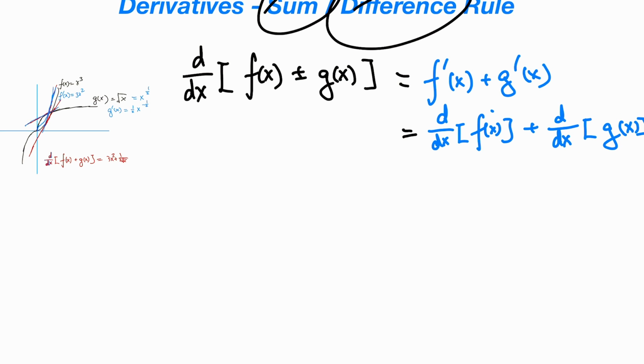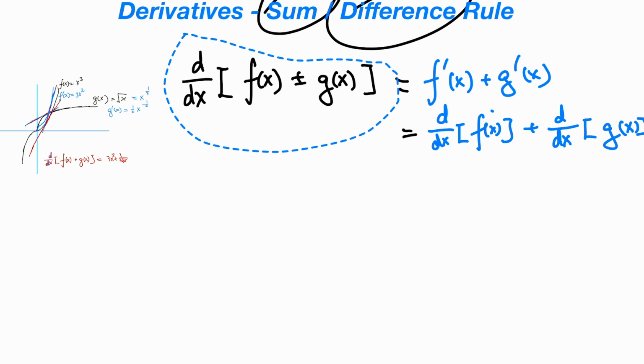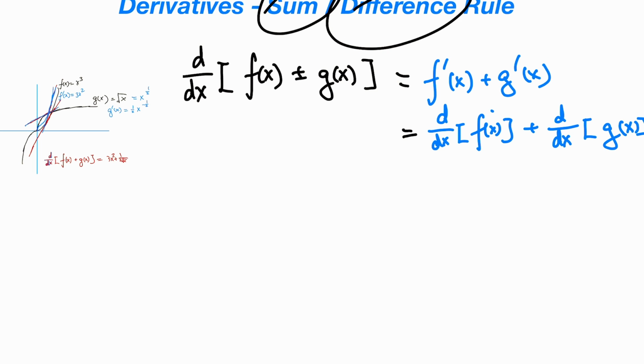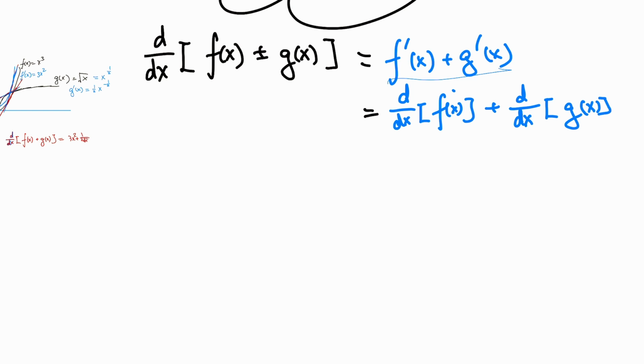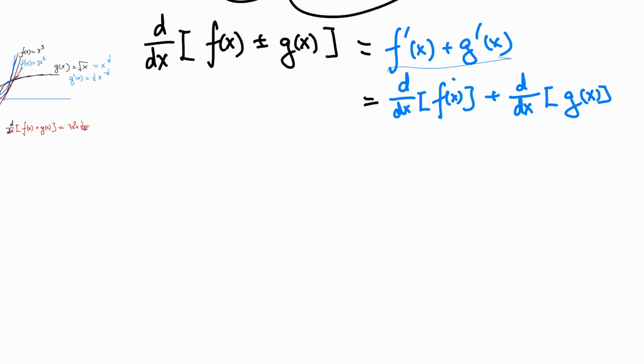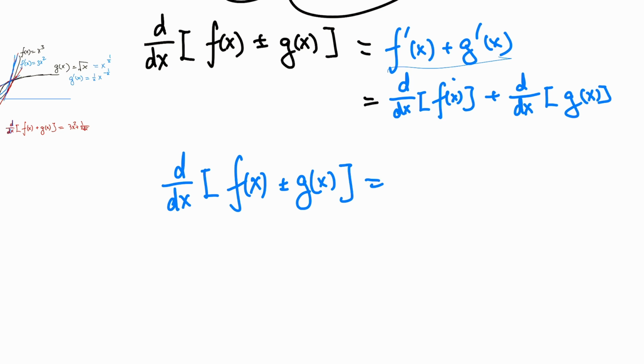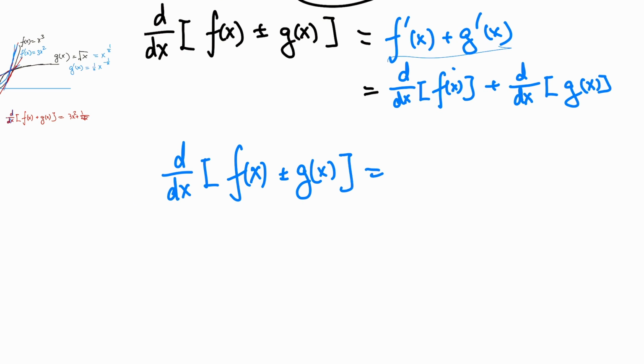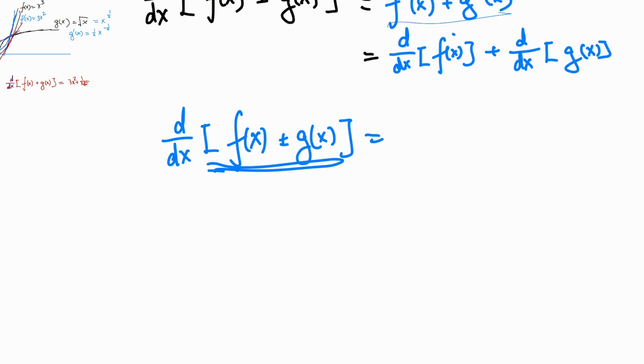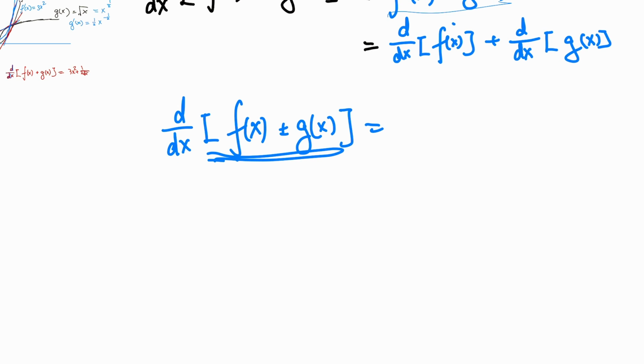So over here we have this. We want to prove that this is equal to this. And if we take the derivative of f of x plus or minus g of x, that is equal to, so if we have this, let's define a new function maybe.